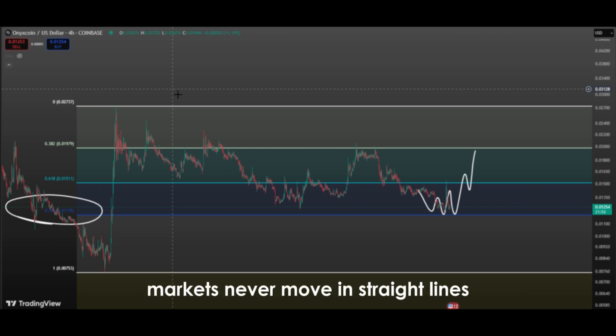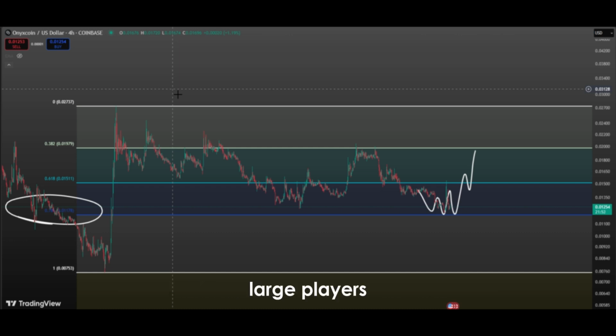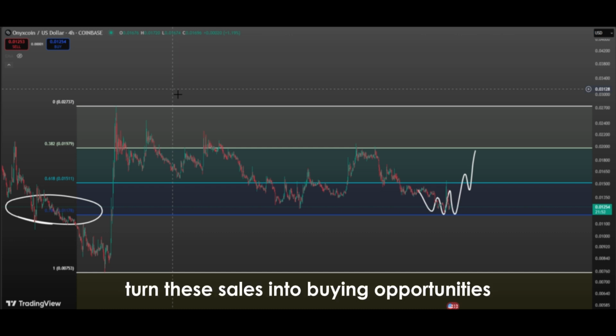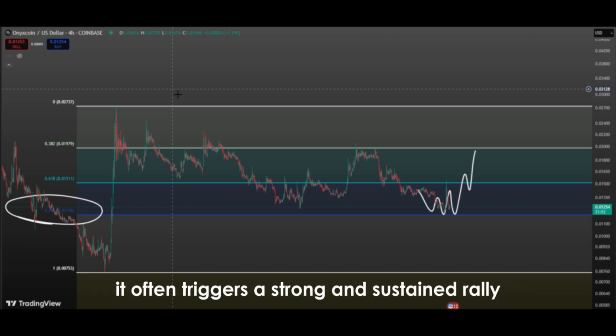From a long-term perspective, the price bouncing from the 0.786 level shows that the trend is still healthy. Markets never move in straight lines, there are always waves and retracements. Deep retracement levels like 0.786 are actually areas where large players accumulate positions. While small investors panic sell, large players turn these sales into buying opportunities. That's why when the price reverses exactly from these levels, it often triggers a strong and sustained rally.